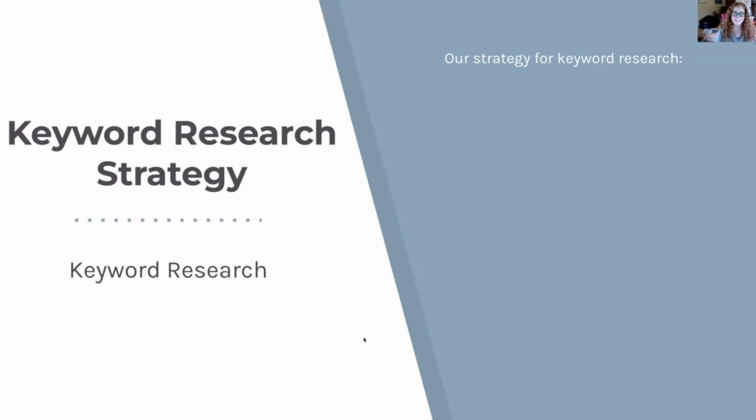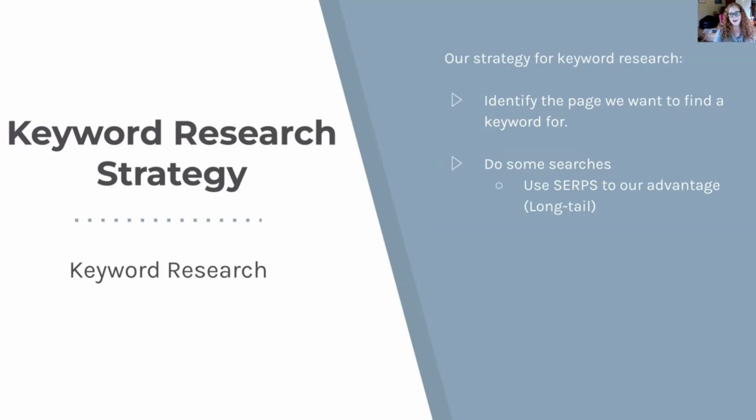Our strategy for keyword research is we don't have one. No, I'm just joking. We identify the page we want to find a keyword for. We do some searches. We use the SERPs to our advantage. We're looking for keywords. The first word we pick might not be the word we end up with. We use other tools like the Google Keyword Planner and Google Trends to dig deeper.